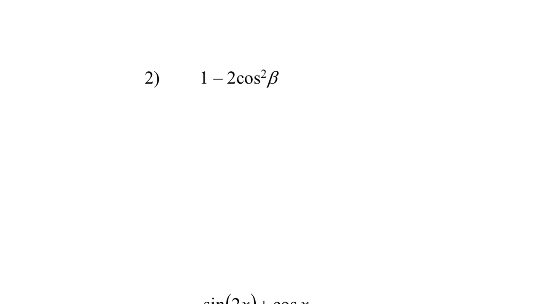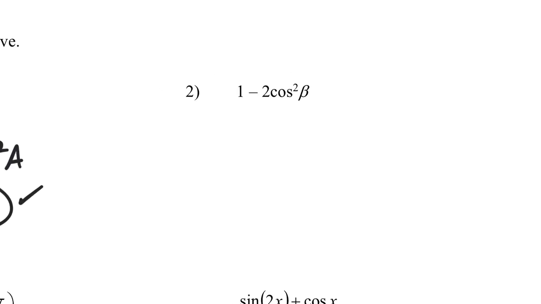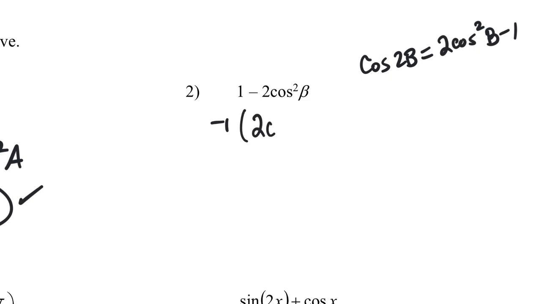Here's number 2. And again, this seems familiar to me. I see that 1 minus 2 cosine squared, but it's not quite right. I know that cosine of 2b is 2 cosine squared b minus 1. So if we were to factor a negative 1 out, we would create that exact identity. So now I'm going to replace 2 cosine squared b minus 1 with cosine 2b. Like the first one, it's all about recognizing these formulas, these identities in the wild.